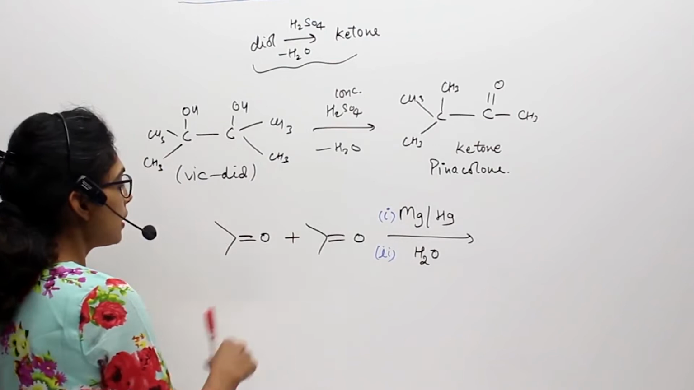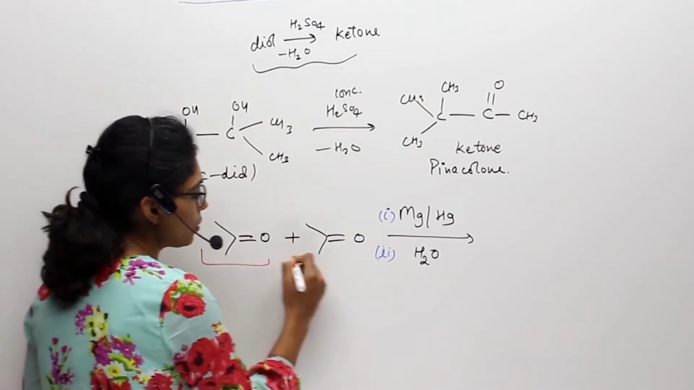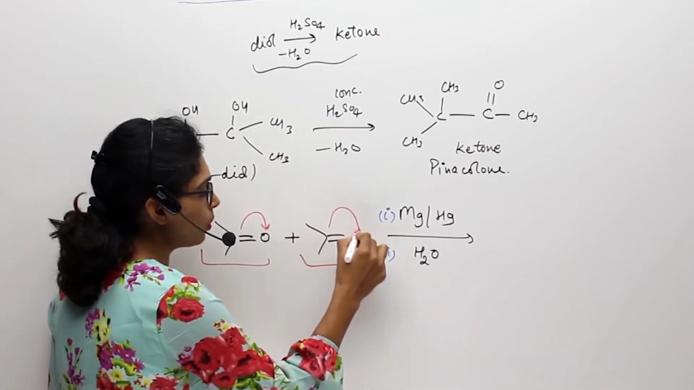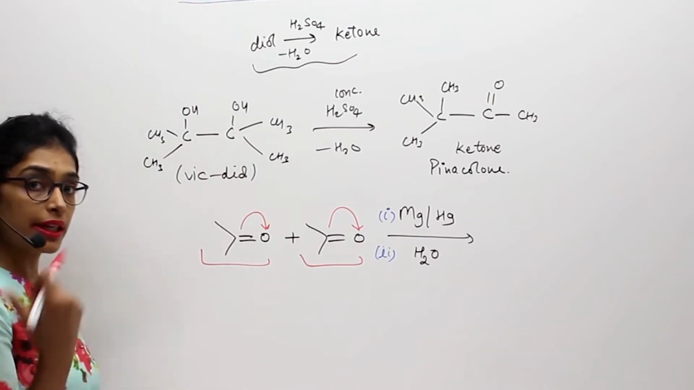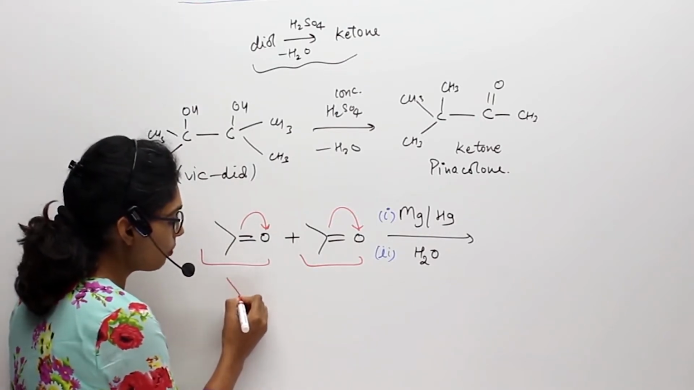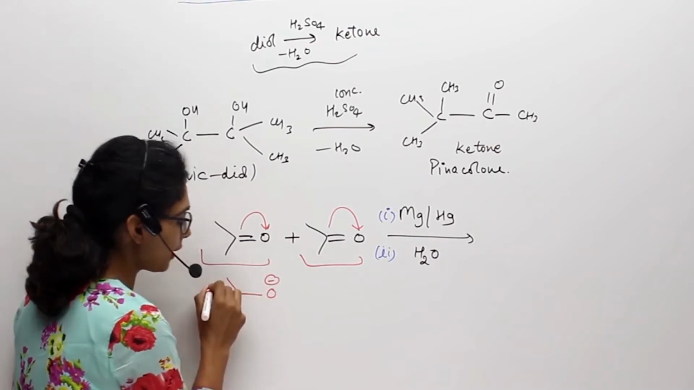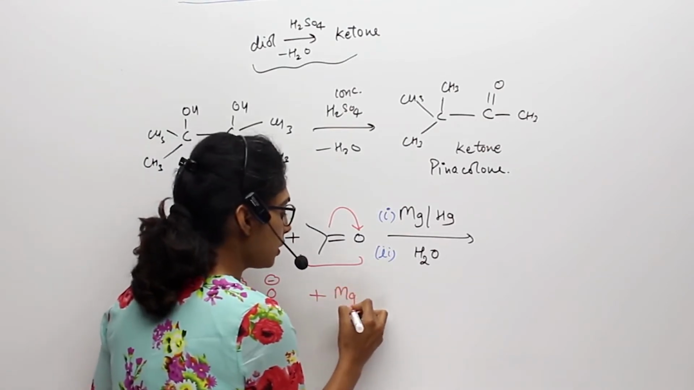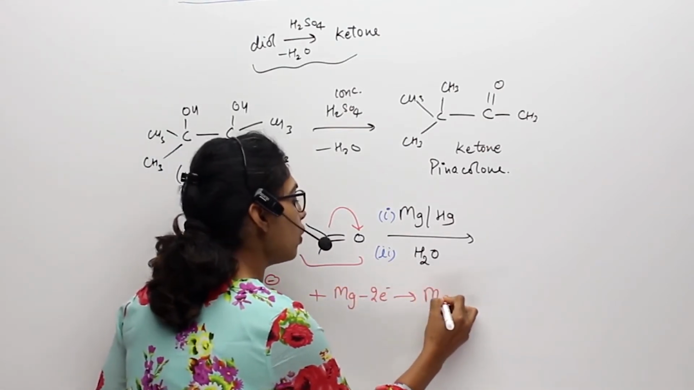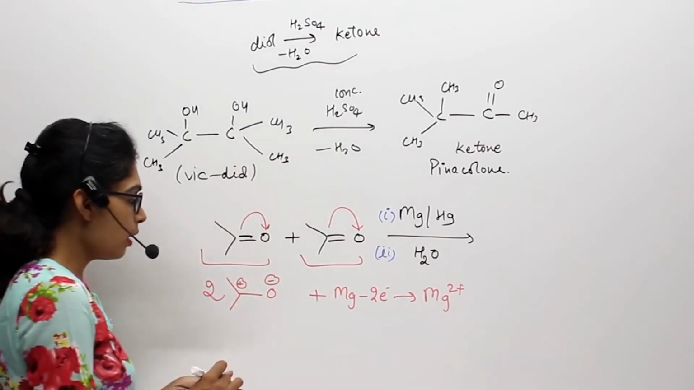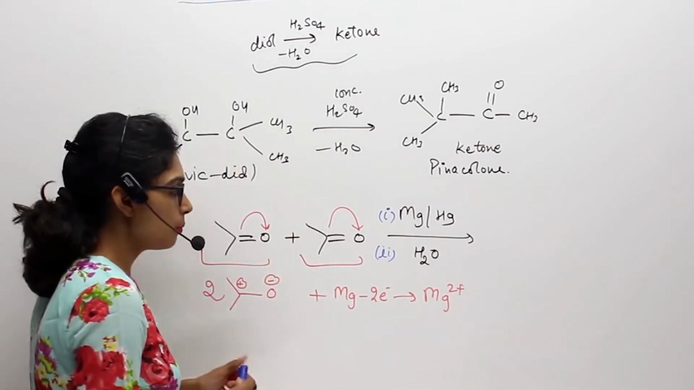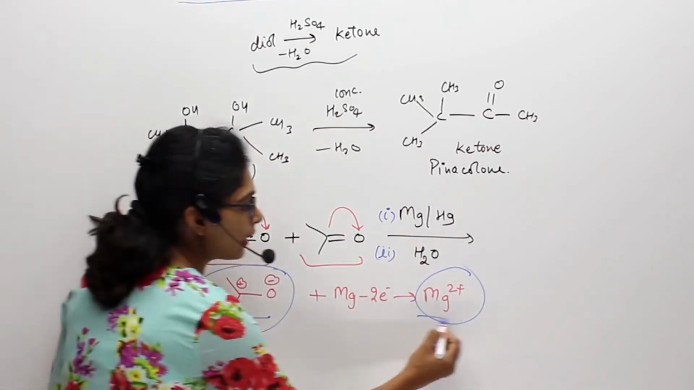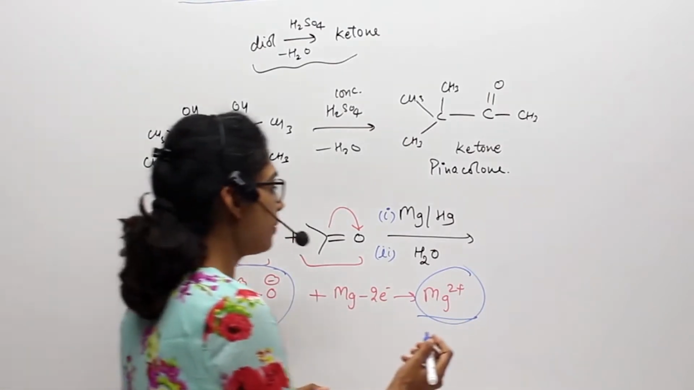So what happens, these two ketones, in the presence of magnesium, the oxygens of both pull electron density and basically form a species like this. Okay, and parallelly Mg loses its 2 electrons and forms Mg2 plus. Now there will be a reaction between this species and this species.